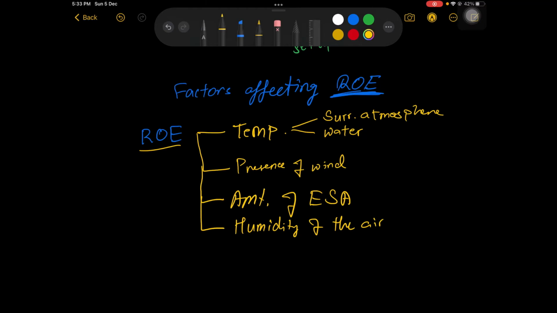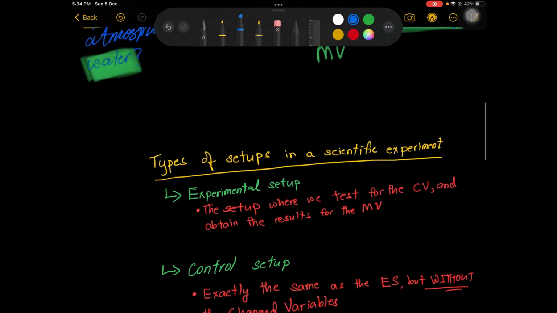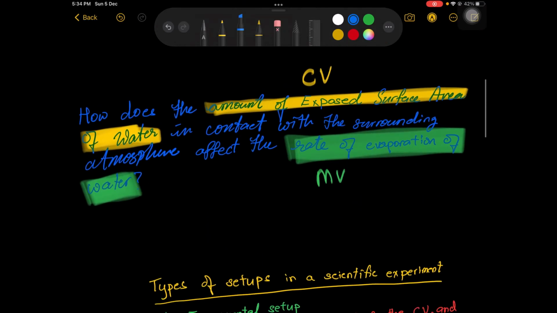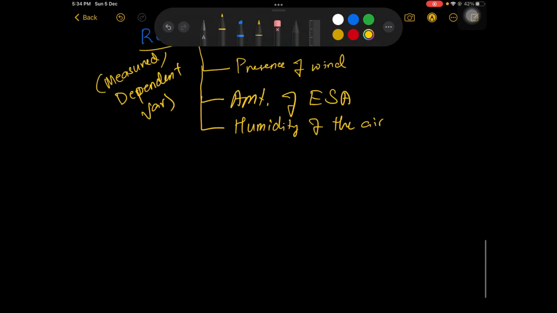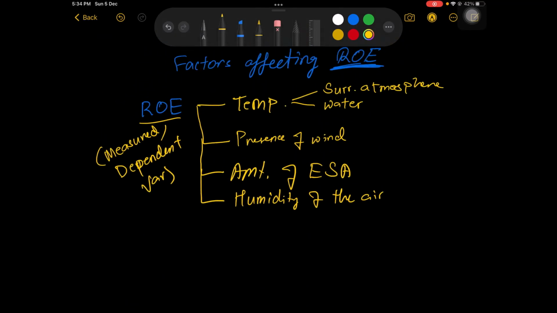So rate of evaporation is the measured variable or the dependent variable, and in this case, in the question we have above, the change variable is the amount of exposed surface area of water, right? So the amount of exposed surface area, where is that? That's over here.